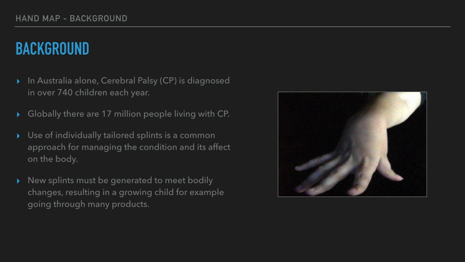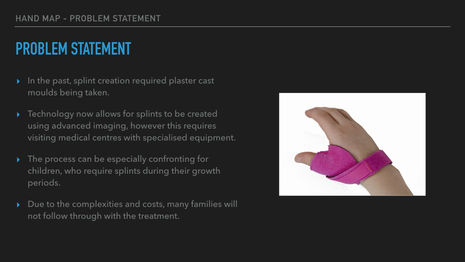Splints are something that people with CP might have to deal with their entire life. This means that new splints must be generated to meet the bodily changes. In the past, splint creation required plaster cast molds to be taken. Technology nowadays has allowed for splints to be created using advanced imaging techniques.